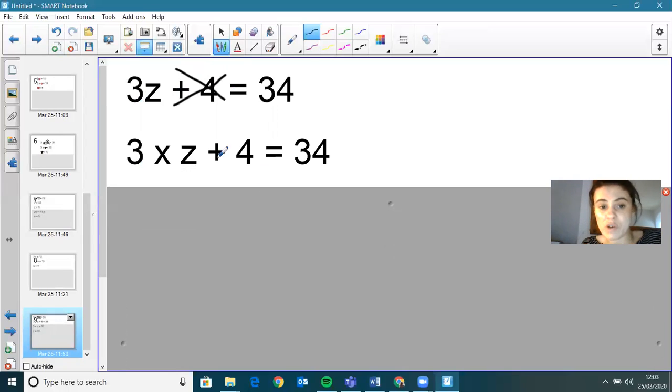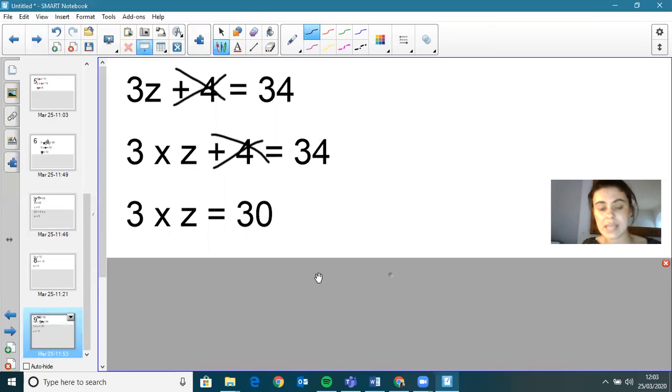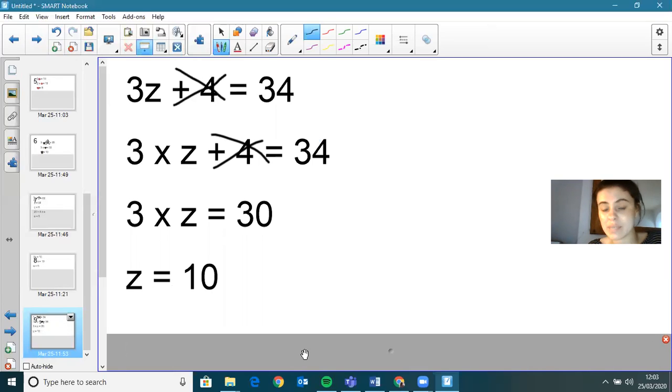So I then have got rid of that plus 4. That will then become 30. So now I just know that 3 times z equals 30. Well, that's nice and easy. 3 times what equals 30? That z must be 10. Okay.